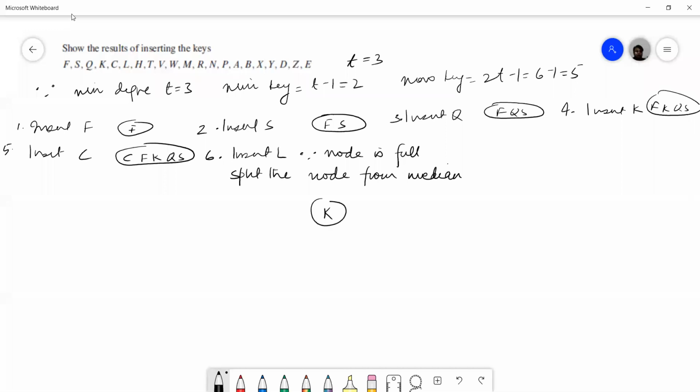So K will now be the parent. Here we'll have C, F. Here we'll have Q, S. And now insert L. Obviously L is less than Q, so it will go here. So finally, what we'll get?